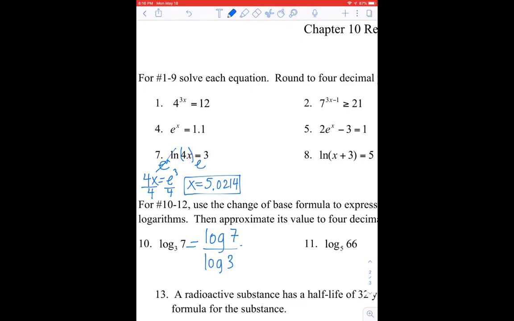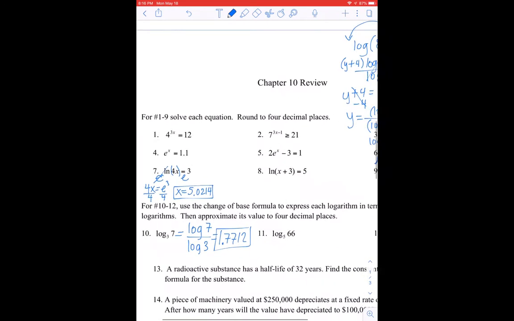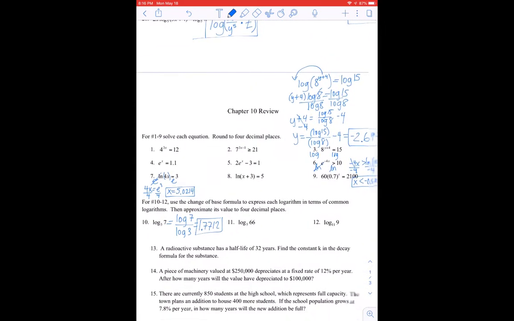So you should plug that into your calculator, and you should get 1.7712. That is your answer to the 4th decimal place. So make sure to know how to do that for 11 and 12 as well. Okay, we are going to skip to 13.